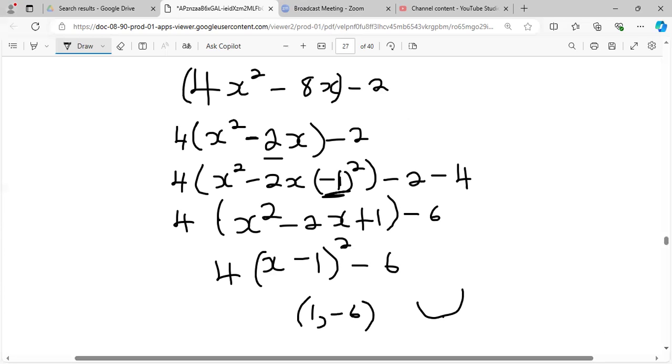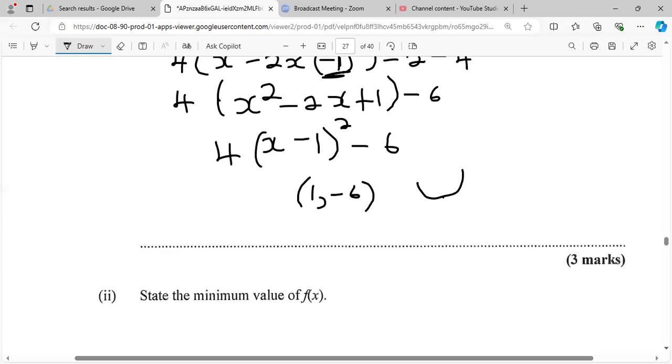Alright, so cool. It says state the minimum value of f of x, and that would be -6, right? Which is this. So that's the minimum value of y.